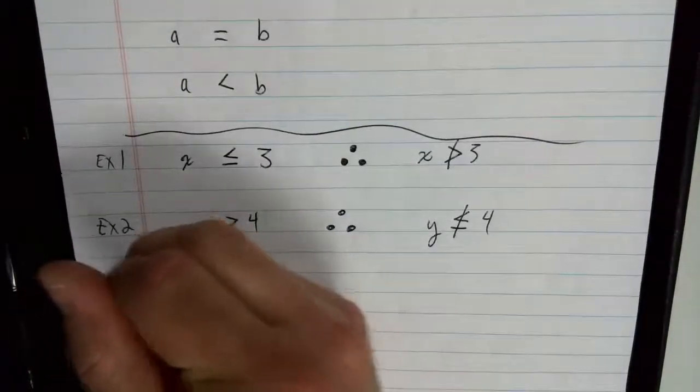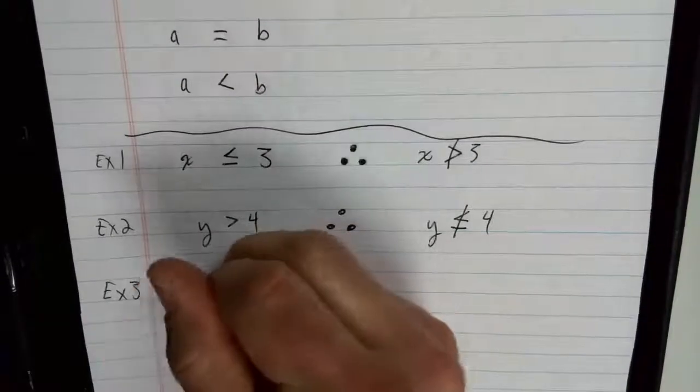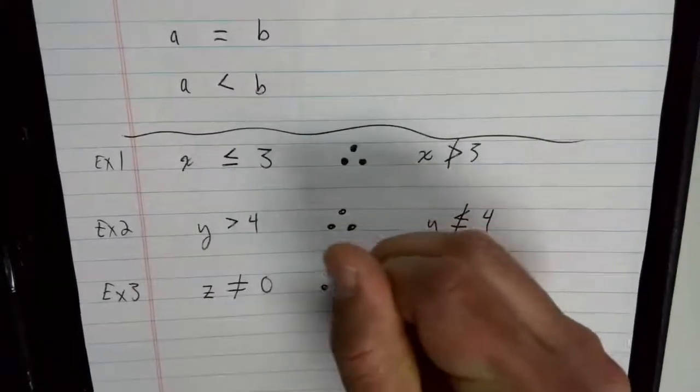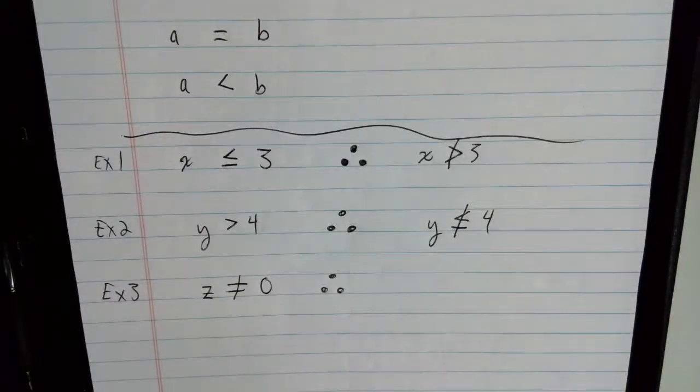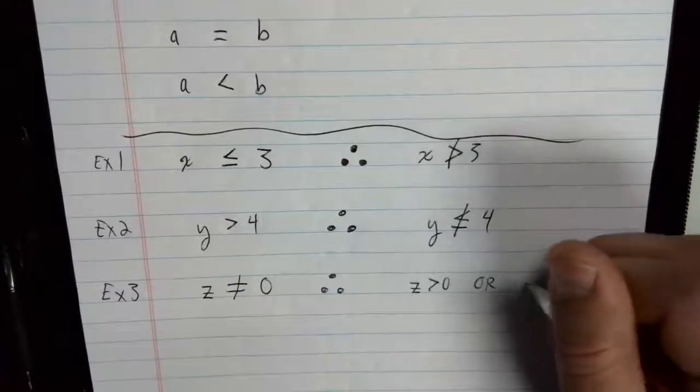So I have one more. Z is not equal to 0. Yep. Therefore, it's either greater than or less than. That's simple. That was an easy one.